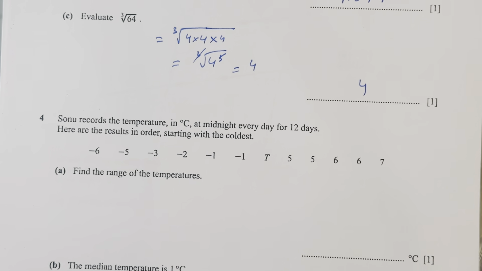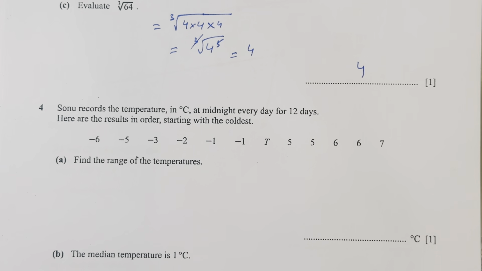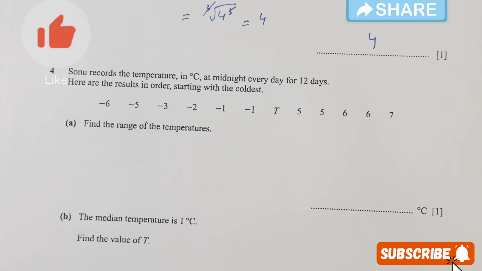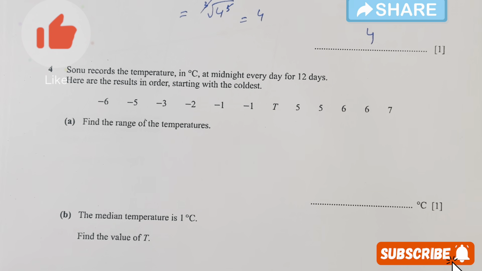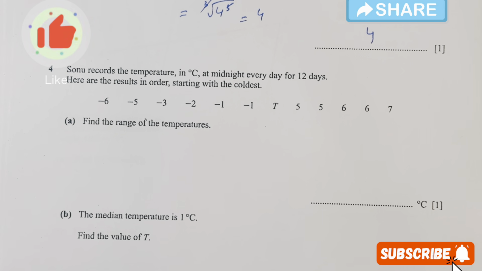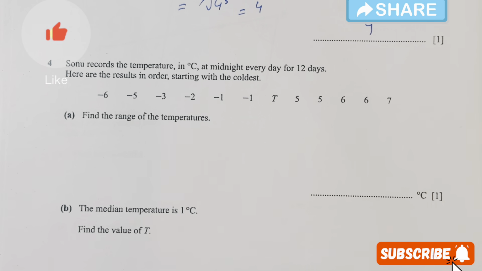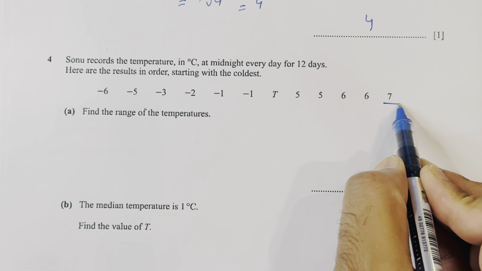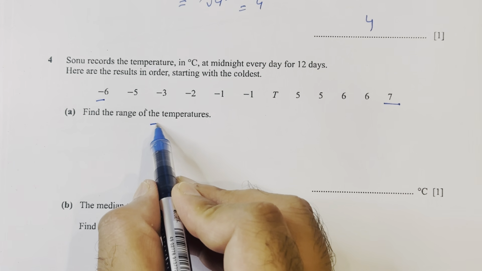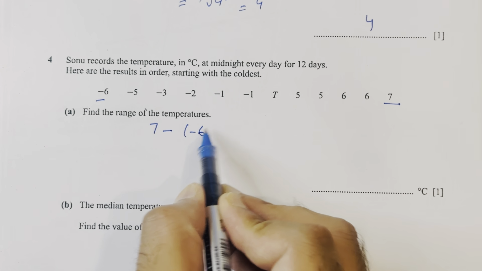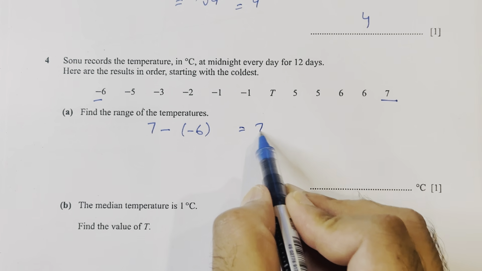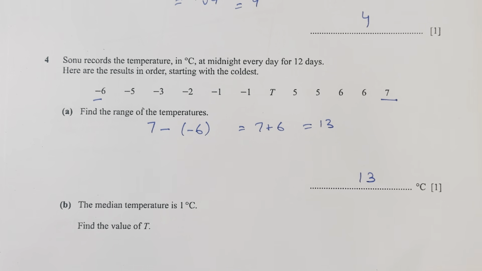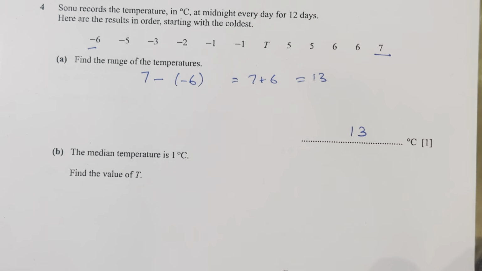Question number 4. Sonu records the temperature in degrees Celsius at midnight every day for 12 days. Here are the results in order, starting with the coldest. Find the range of the temperature. We know that the formula for the range is the highest minus the lowest. The highest temperature is 7 and the lowest temperature is -6. You subtract it like that: 7 plus 6, the range would be 13. So the answer is 13 degrees Celsius. Now we will move to the other part.